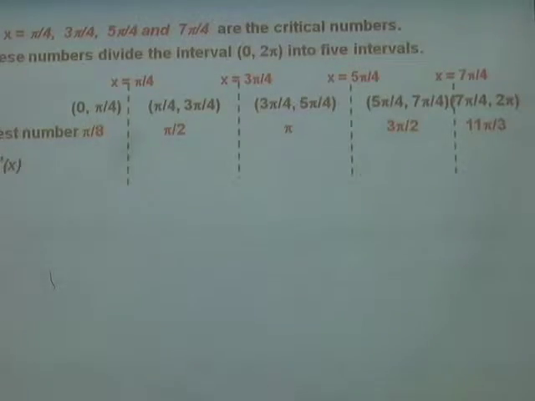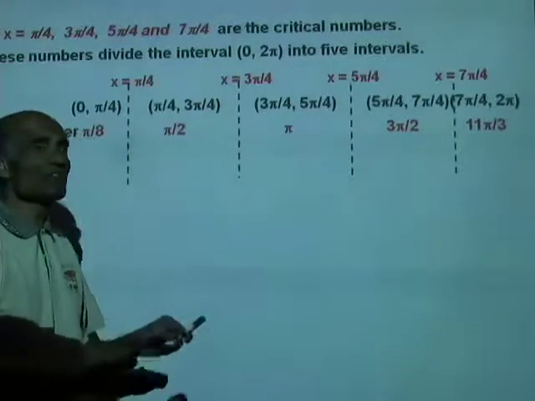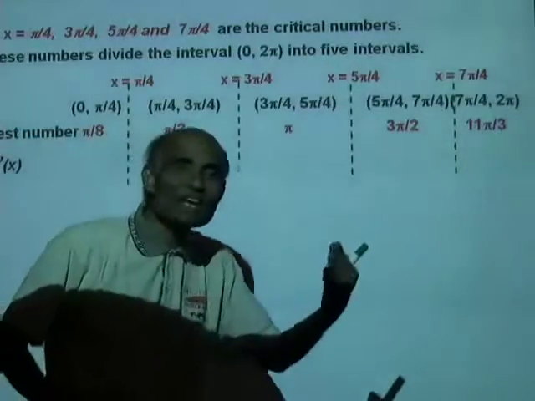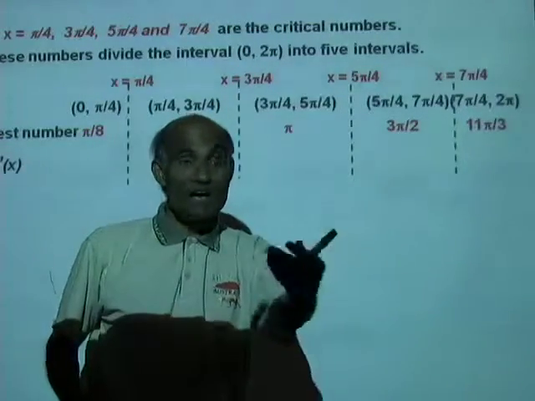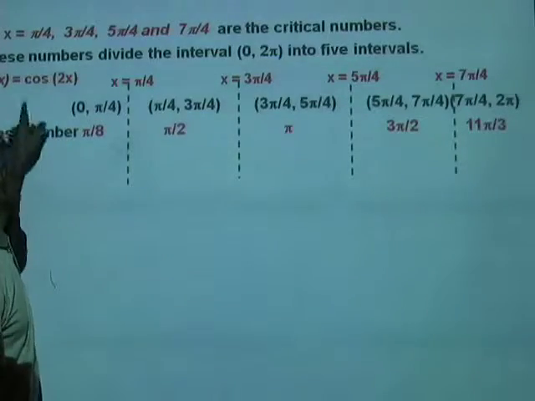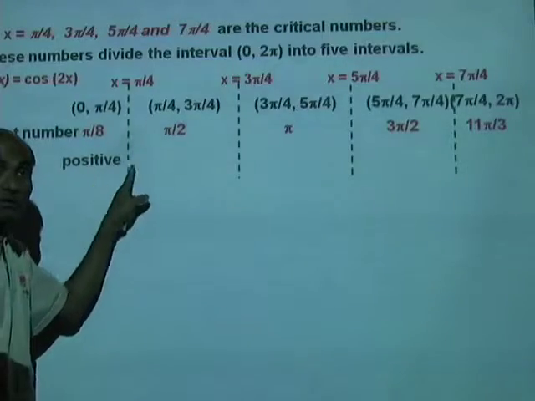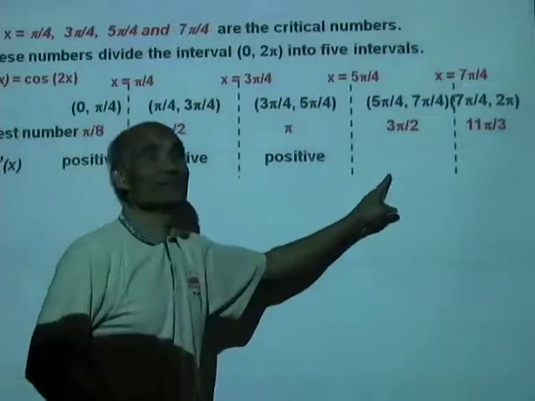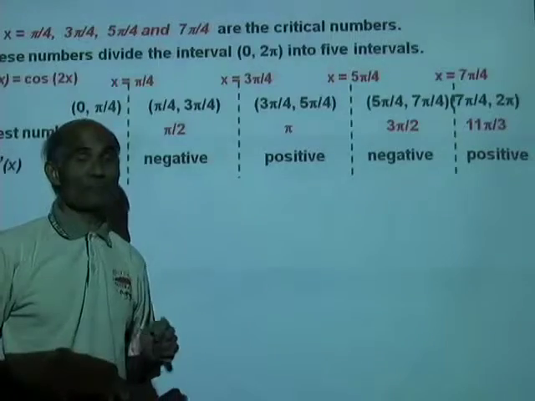Now, have you taken down all these? Let's transfer all these to the board. Now, as I said to you earlier, we don't need the values of the derivative at these. We only want the sign of the derivative. We want to know whether the derivative is positive or negative. And we already know that. We found the derivative is positive on this interval, negative on this interval, positive there, negative there, and positive there. Okay.